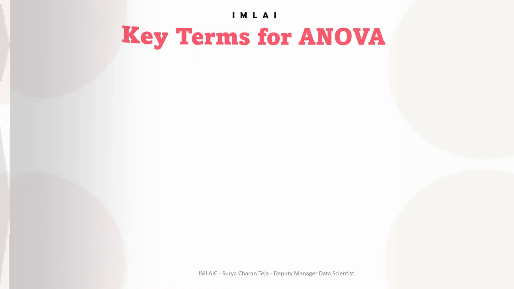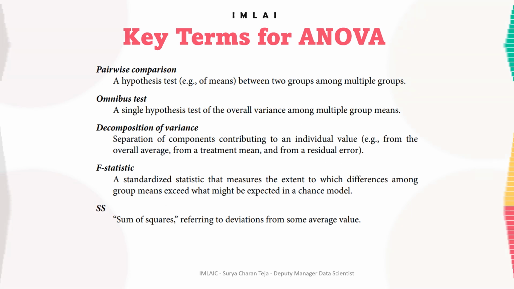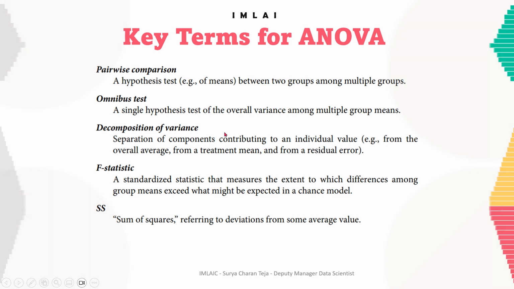Now let's look into some of the key terms for ANOVA. Pairwise comparison is nothing but a hypothesis test between two groups among multiple groups. And an omnibus test is a single hypothesis test of the overall variance among multiple group means.